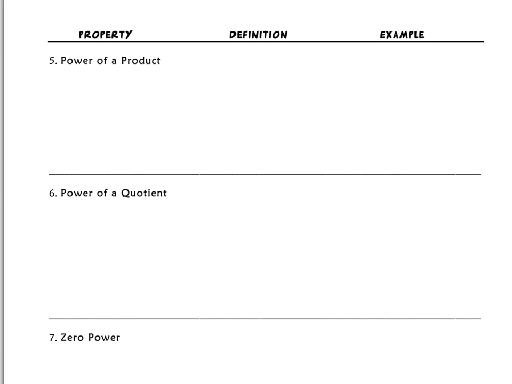Our fifth property is power of a product. So if inside the parentheses you have a product of 2 or more things, so in this case x times y, and that's raised to the a, both of those values inside the parentheses get raised to the a power.